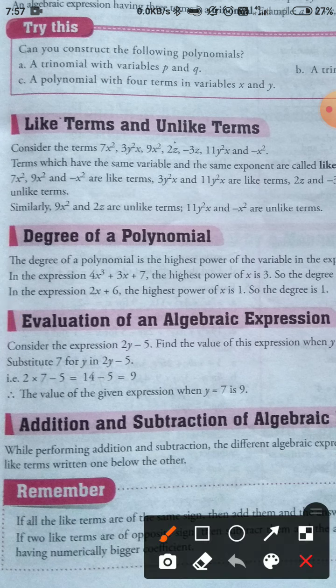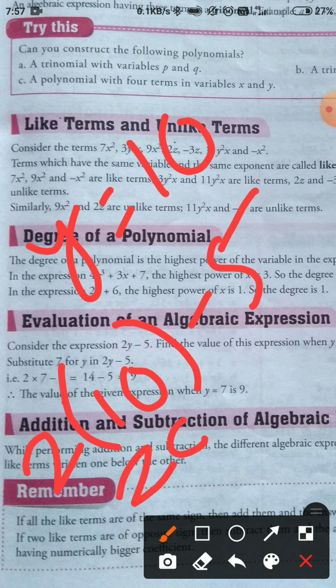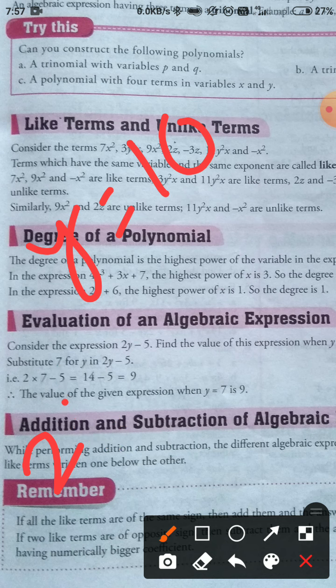Suppose I put y equals 10, right? So it will become 2 times 10 minus 5, right? So 2 into 10 is 20, 20 minus 5 is 15. So now the value of this expression has changed. Why? Just because we have changed the value of y. Changing the value of the variable will change the value of the expression.